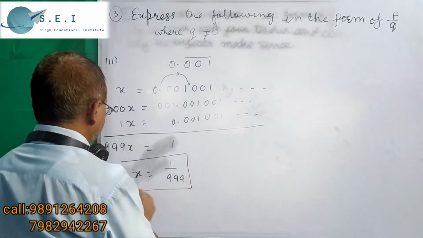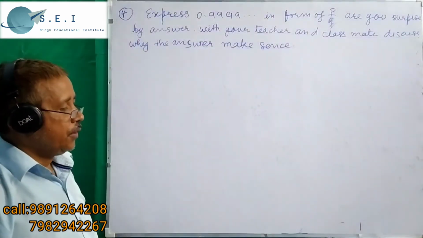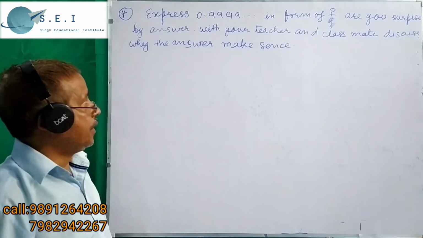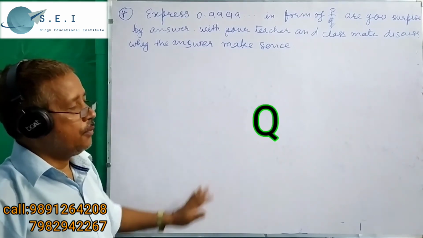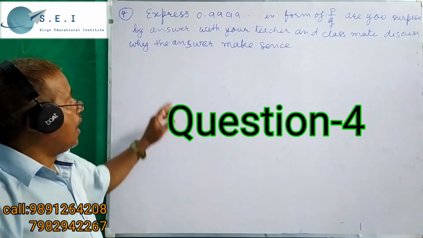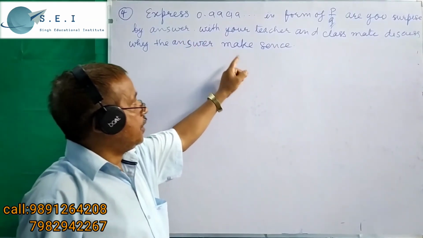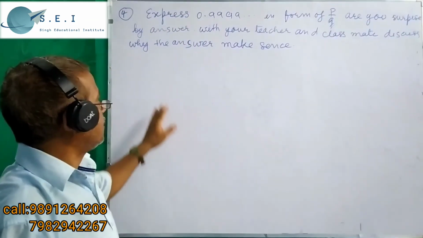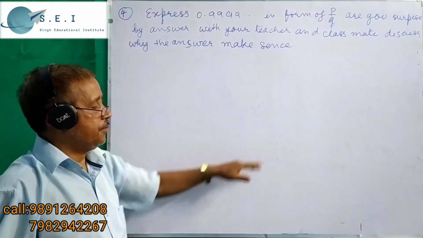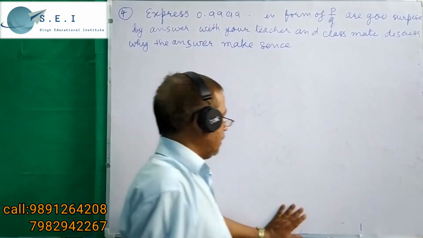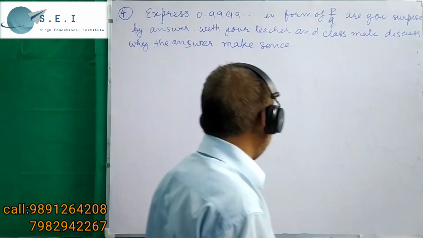This is the answer. For question number 4, express 0.9999 dot dot in the form of p by q. Are you surprised by the answer? With your teacher and classmates, discuss the answer. Make sense. So here is my answer to this question.